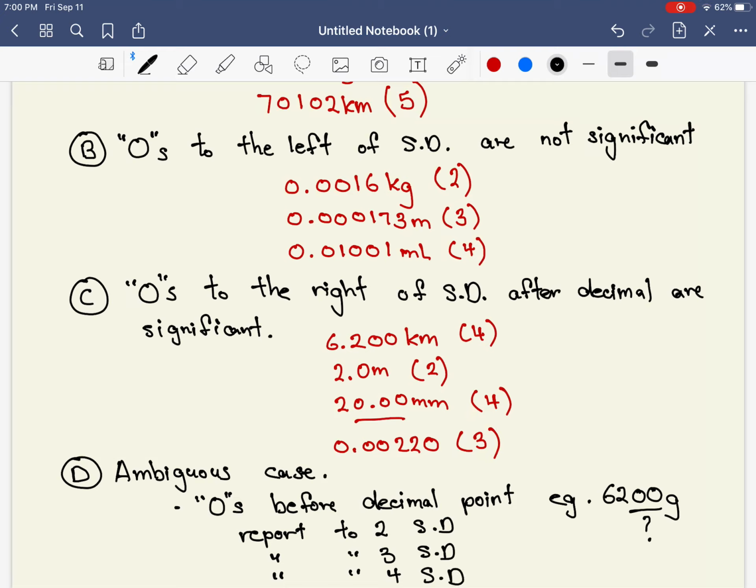Okay? It all depends, and there will be a case where you're going to have to exercise that later on. So, if that's the case, how are you going to report 6,200 to 2 significant digits? Okay, how are you going to report this as 4 significant digits? Well, there's really only one way to do it, and that is to use something called scientific notation.